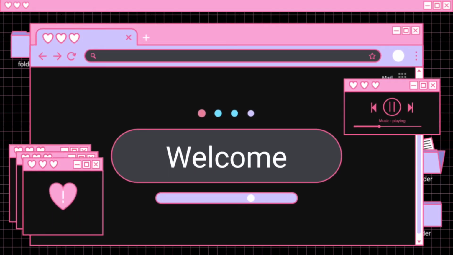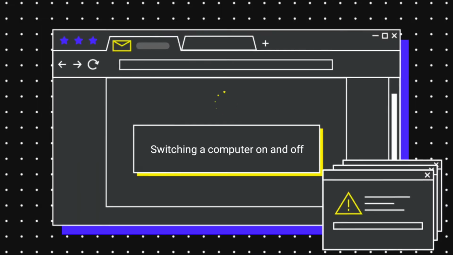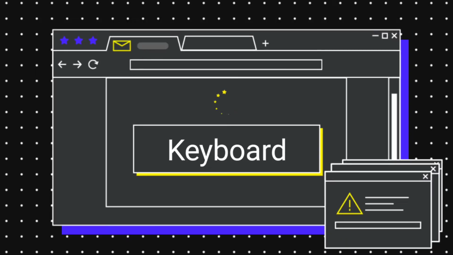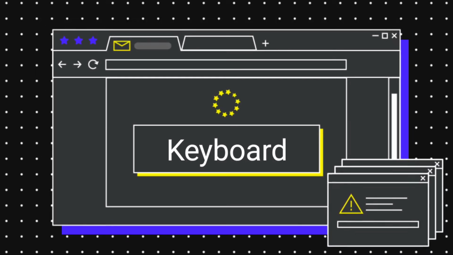Today we are going to start our new lesson of information technology. In the previous lesson we have learned about switching a computer on and off. And in this video we will learn about the keyboard.